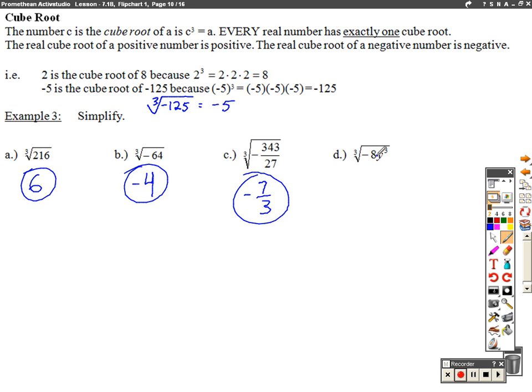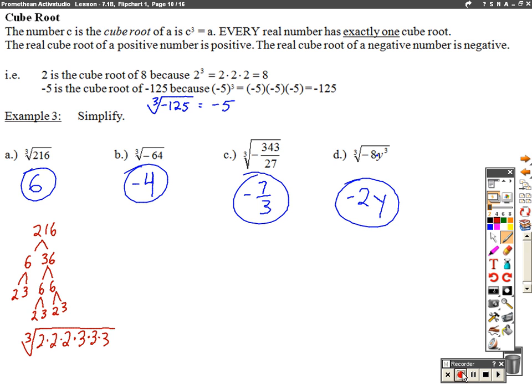Take each piece at a time here. Cube root of negative 8 is negative 2. Cube root of y cubed, 3 goes into 3 one time with none left over, so you can bring out one of those y's. No absolute value brackets needed.